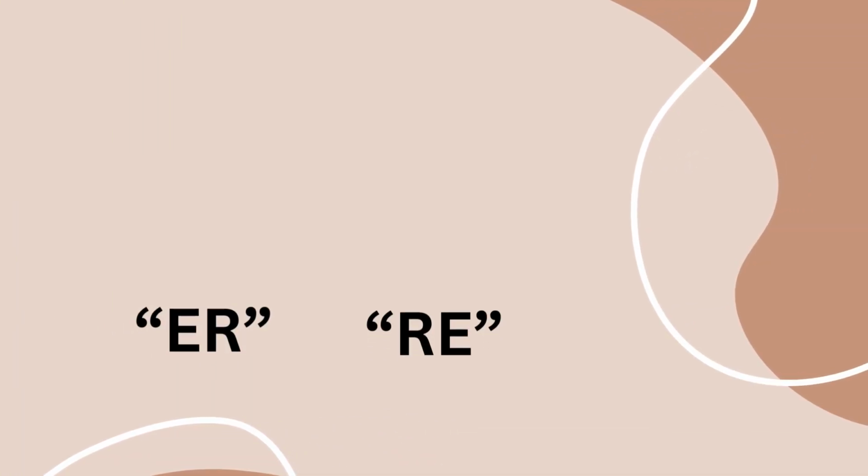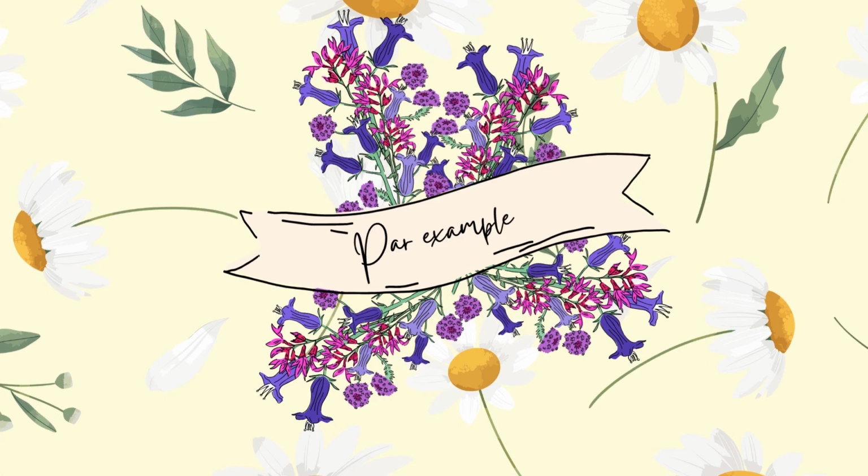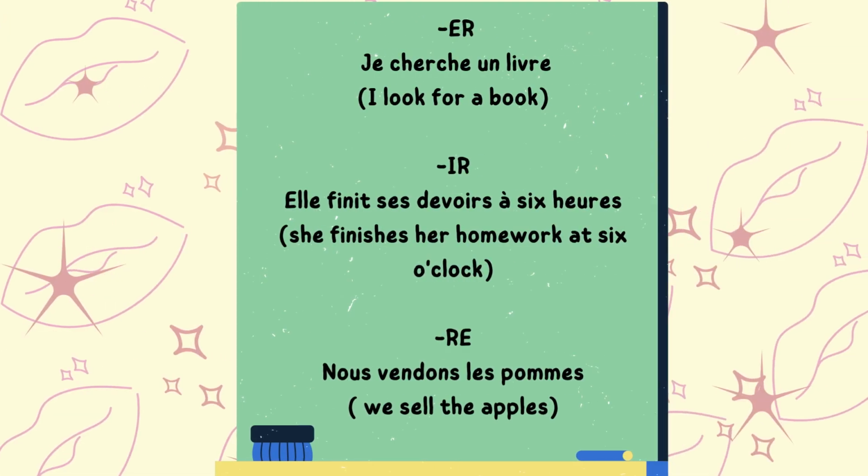For better understanding, let's have a look at some examples with these three endings. But first, since we are learning French, we should learn some phrases and words side by side. So to say, for example, in French, we say par exemple. Par exemple. Je cherche un livre. Here cherche is an ER verb, hence, according to the subject je, it is conjugated with an ending E.